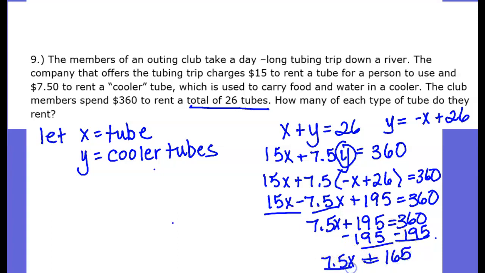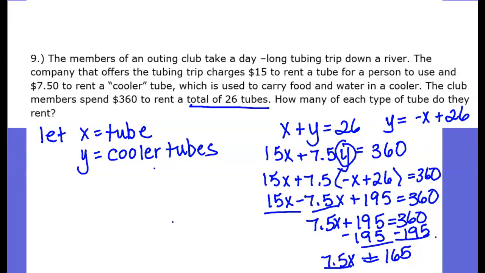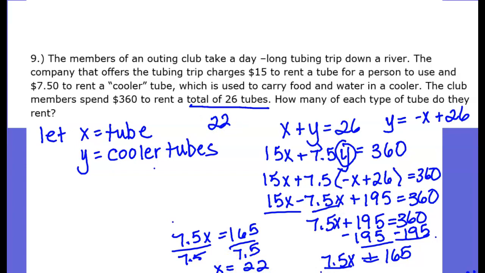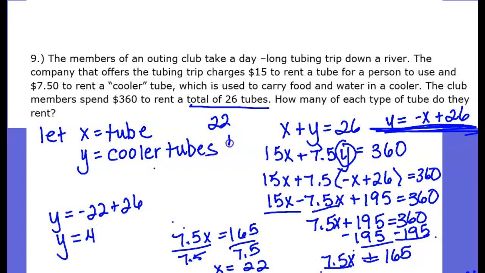When we divide by 7.5, oops, running out of space here. Let me move this down a little bit. Okay, I'm going to do it over here. 7.5x is equal to 165. I'm going to divide by 7.5. Our x is going to be equal to 22. That means, and I like to write it up here, we've got 22 tubes. Now I'm going to plug that into this equation right here. My y is going to be equal to negative 22 plus 26, or my y is going to be 4. So that's how we get 22 tubes and 4 cooler tubes.